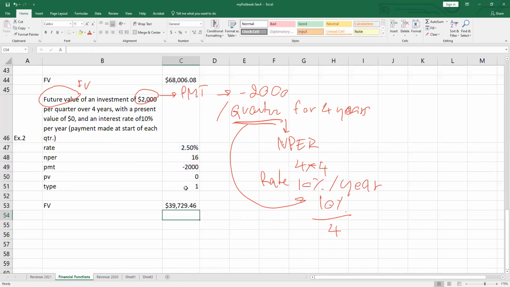this one, then we get 39,729.46. Yeah, this is what you showed me in the chat box, this is correct. And for this one, future value means the amount of money that we will receive at the end of the contractual period, it is a positive value. Yeah, we get the money. But for PMT it's payment, you pay out, so that's why it is a negative value. Okay, you did a good job on this example, that is very good.